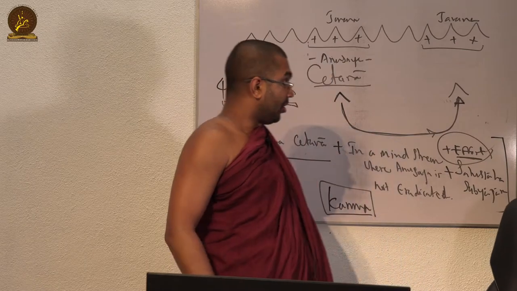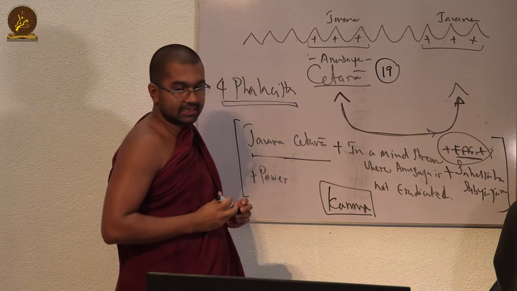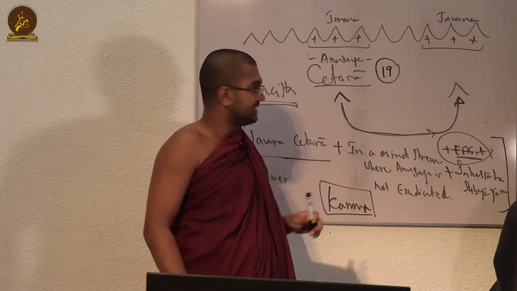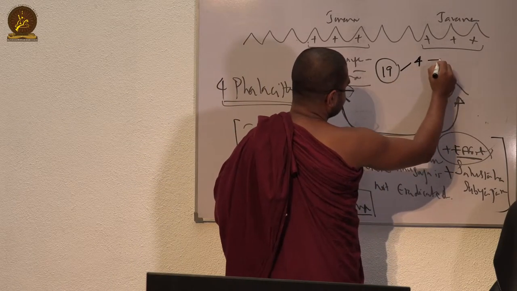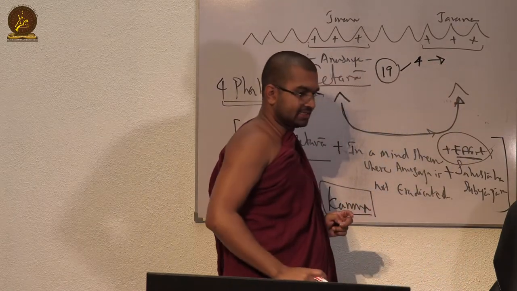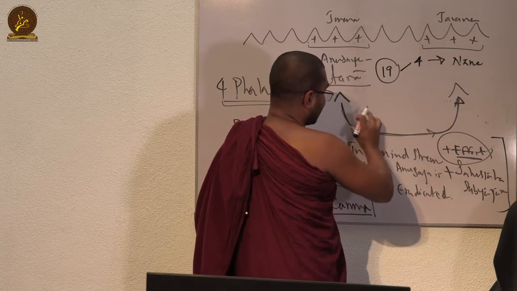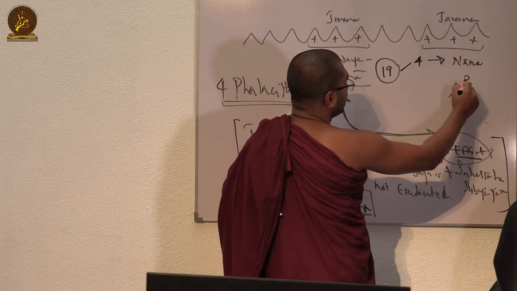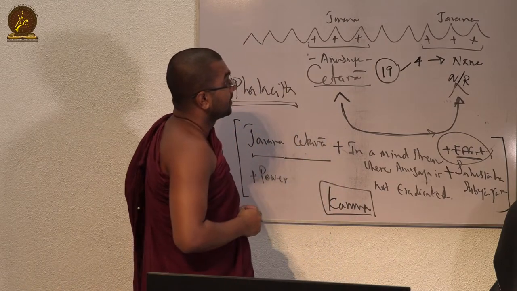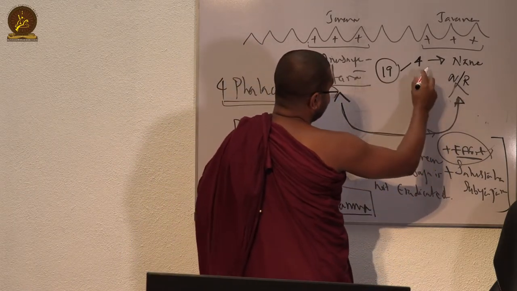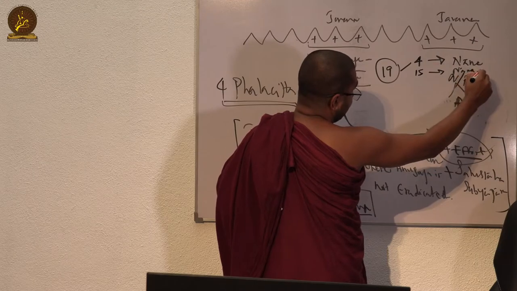Altogether, there are 19 such karma chetanas which have that capacity. Out of them, four have the capacity of producing only nama as results. Now when this karma chetana is producing a result, it can produce both nama and rupa, not only nama. So out of the 19, four can produce only nama. The remaining 15 can produce both nama and rupa.